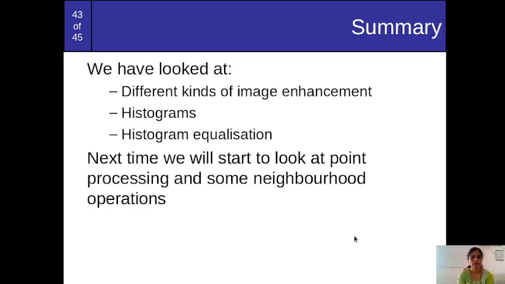So today we looked at what image enhancement is, the basics of how it can be performed in the spatial domain, what histograms are, and what is meant by histogram equalization. In the next class we will solve a numerical on how to perform histogram equalization, and also look at some other point processing algorithms and some neighborhood operations that would help us to enhance the images.